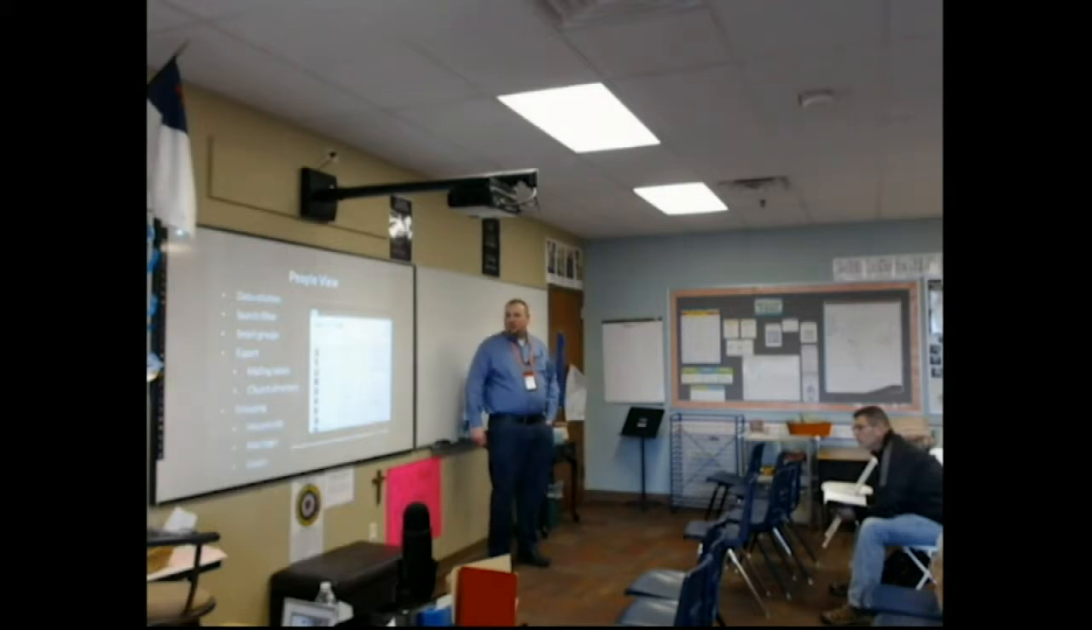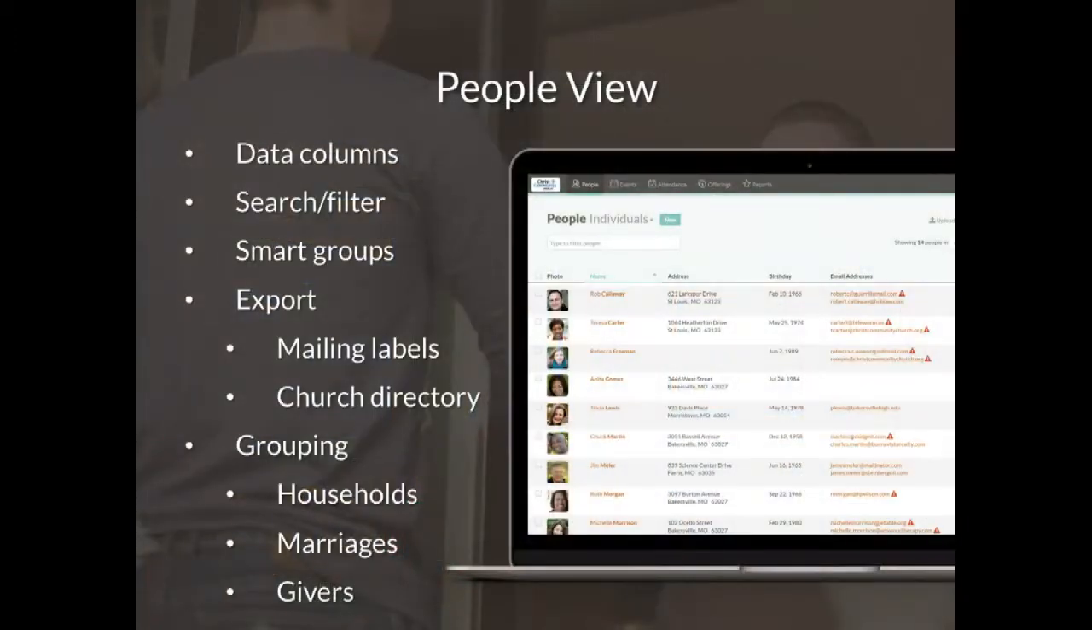And then you can also do this in groupings by households or marriages, even givers if that's the concern. But the household one is especially good because it identifies every member in the household, but it'll flag those who are not part of the absentee list. And so you know that it may not be everybody, but this household is one that I need to stop and talk to as well.